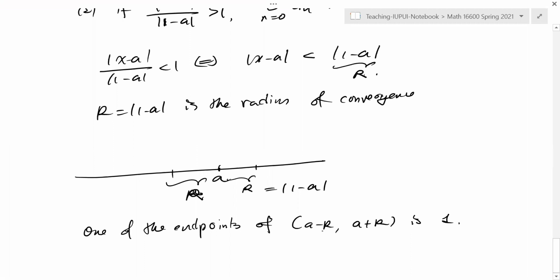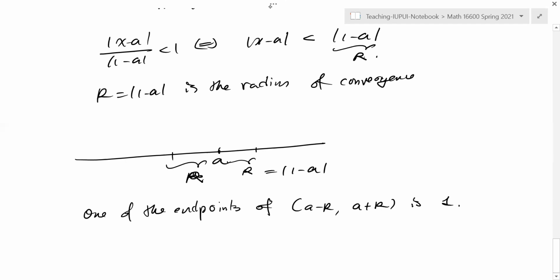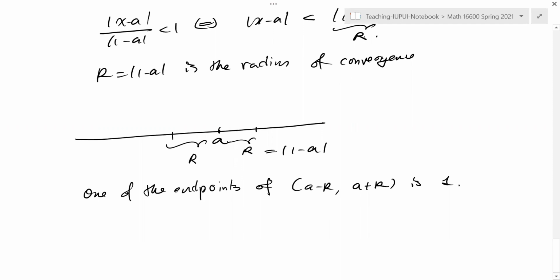Why did I not say a minus R is 1? Because a could be on the left hand side of 1. It depends. But this argument only tells me the function, this power series is convergent for x on this interval, right?